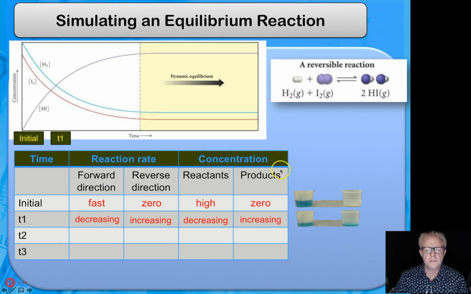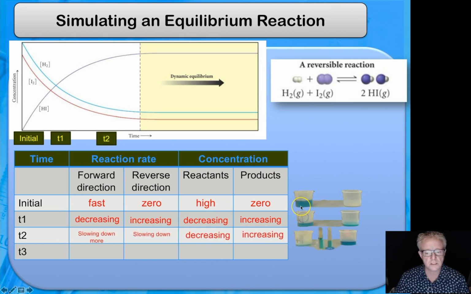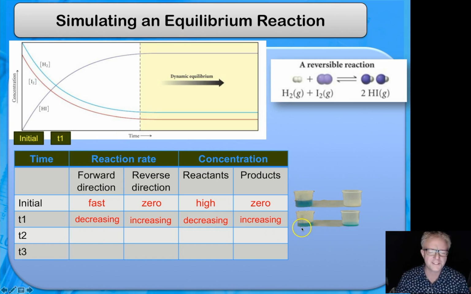Then what happens is the reactants combine to form the products, and you can see some water's been moved from the first container into the second container. So the concentration of the reactants is decreasing. You can see that here, the volume is decreasing. And we can see this with the graph. The concentration of the reactants is decreasing, but the product side is increasing. And we can see that here on the right-hand side, where some hydrogen iodide is being represented.